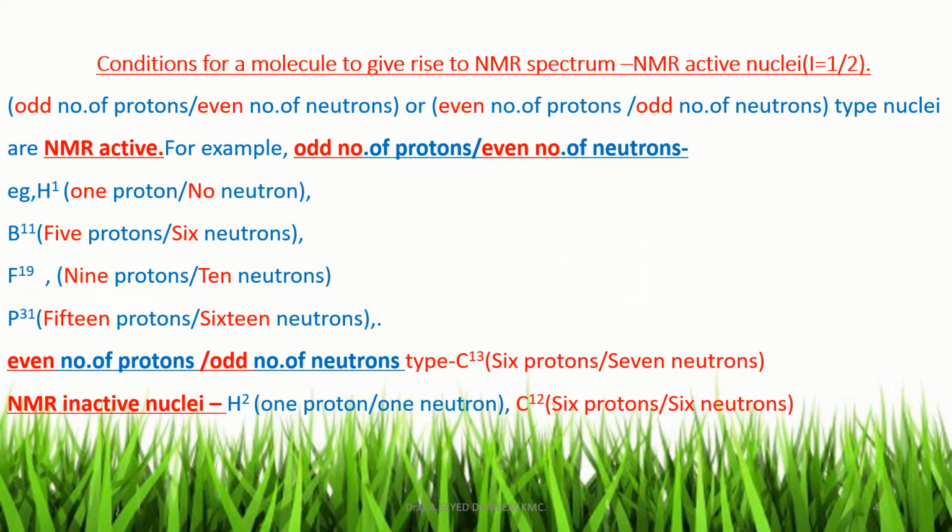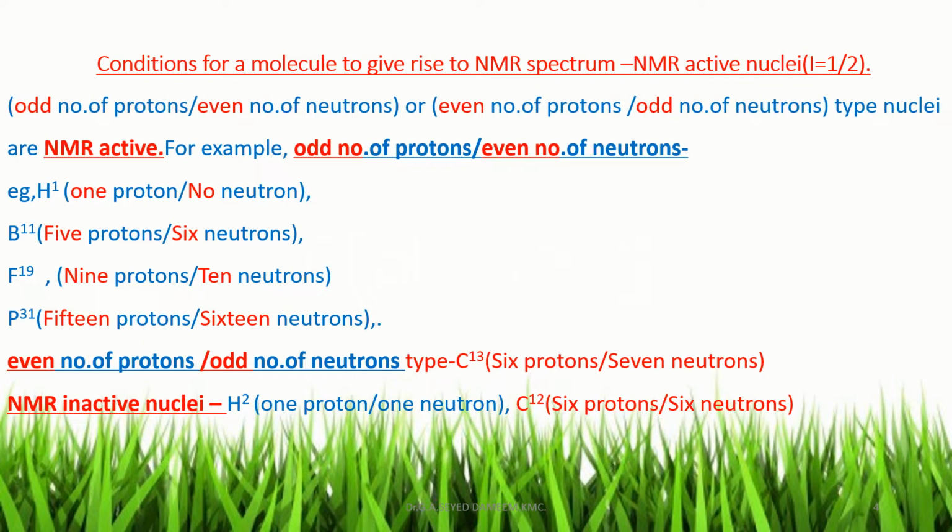So an NMR inactive nucleus example is H2. Here the atomic number is 1 but the mass number is 2. So the nucleus of H2 consists of one proton and one neutron, since 2 minus 1 is 1. So it consists of one neutron. So this is the odd-odd type. Another example, for the even-even type, is C12. The atomic number of C12 is 6, which means it contains 6 protons, and the mass number is 12. So 12 minus 6 is 6, that is, the nucleus consists of 6 neutrons.